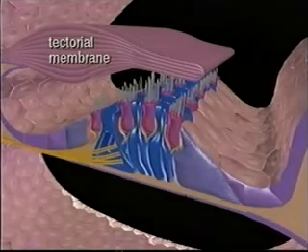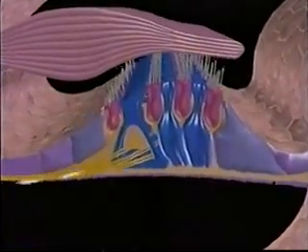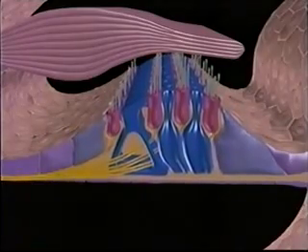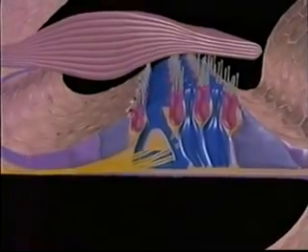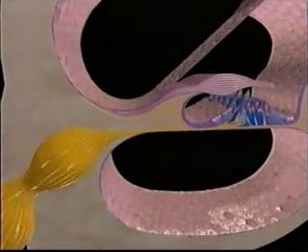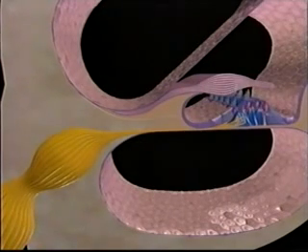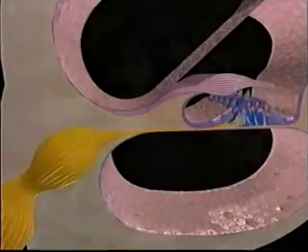When the basilar membrane is moved by pressure waves in the perilymph, hair cells are pressed against the tectorial membrane and their stereocilia are distorted. The distortion generates a signal that travels through the cochlear branch of the vestibulocochlear nerve to the brain, where the signal is ultimately interpreted as a sound.